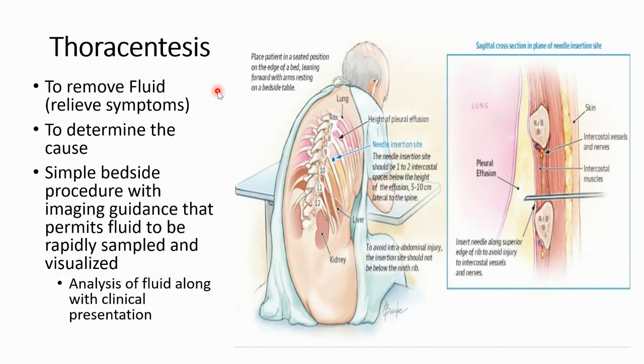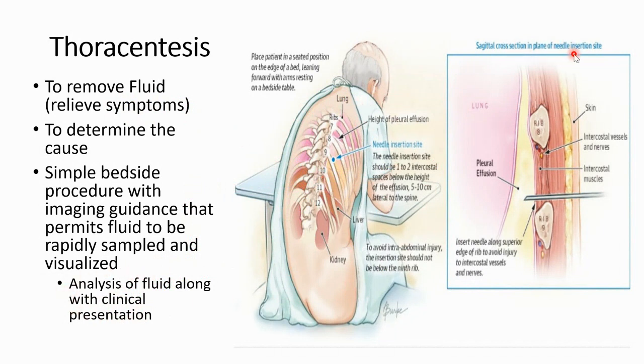So a thoracentesis is done to remove the fluid. We're going to remove the fluid for a couple reasons. Number one, for diagnostics, so we can send that fluid to the lab and find out if it's a transudate or exudate, which would lead us to our diagnosis. Or just to remove fluid to relieve symptoms. Sometimes patients become dyspneic and start having respiratory symptoms, their sats start dropping. So we've got to get all this fluid out so that lung can expand again. It's a simple bedside procedure with imaging guidance that permits fluid to be rapidly sampled and visualized. So we send it for an analysis of the fluid along with the clinical presentation. That's how we diagnose.